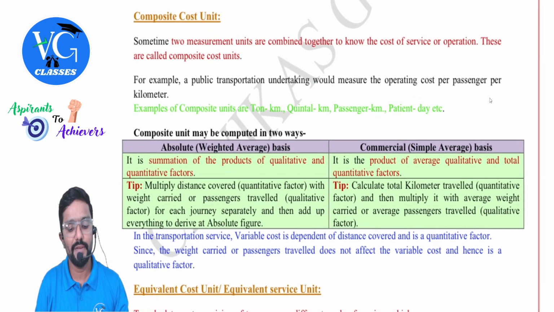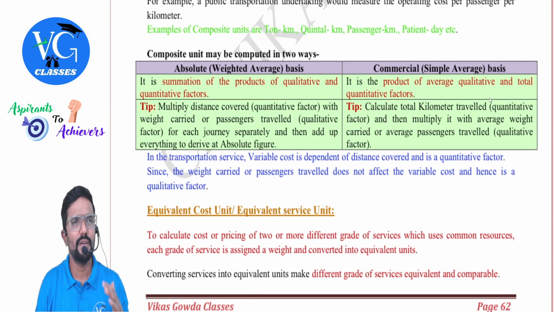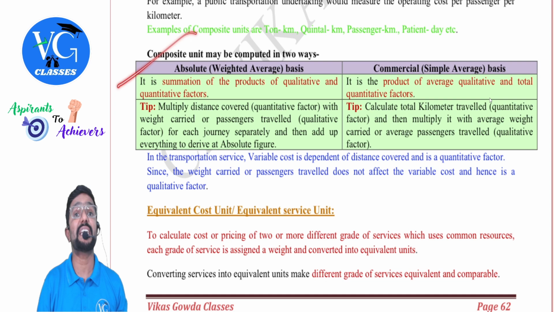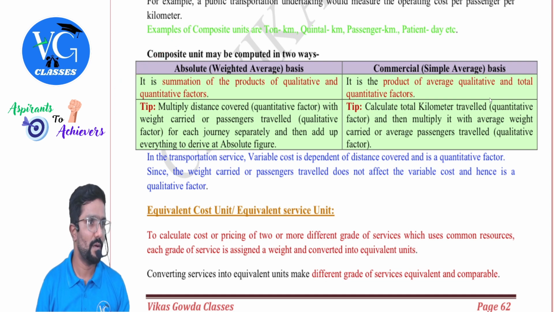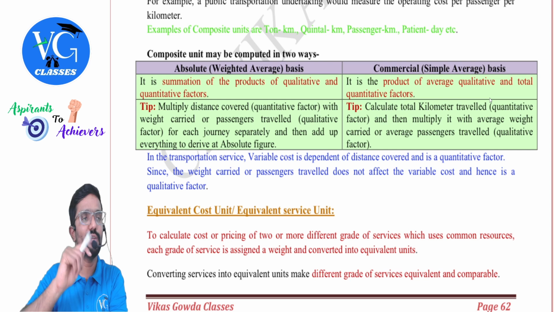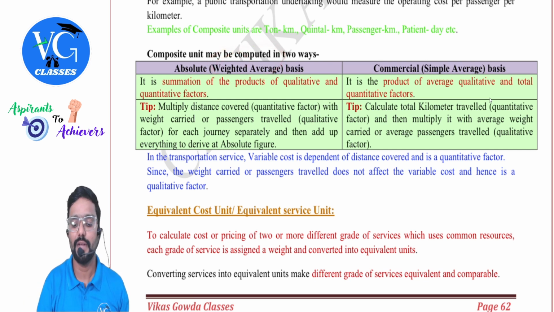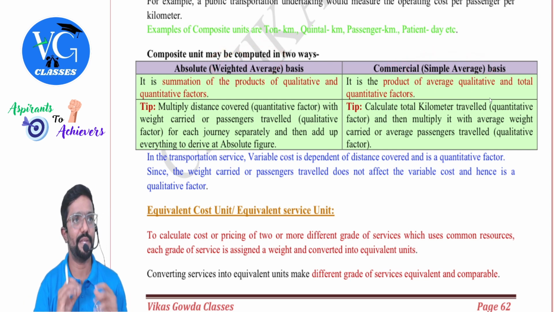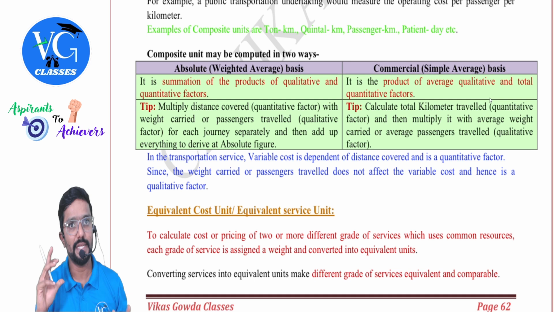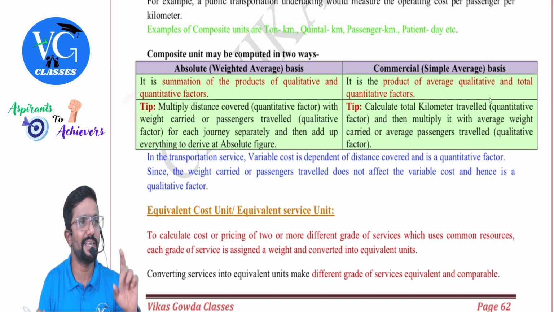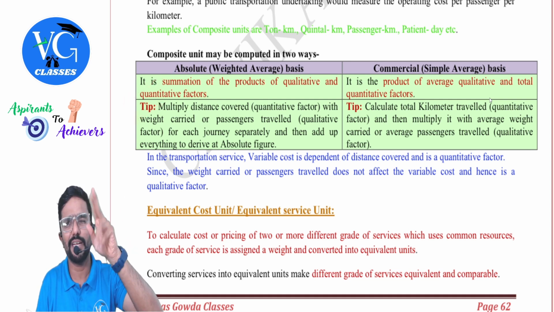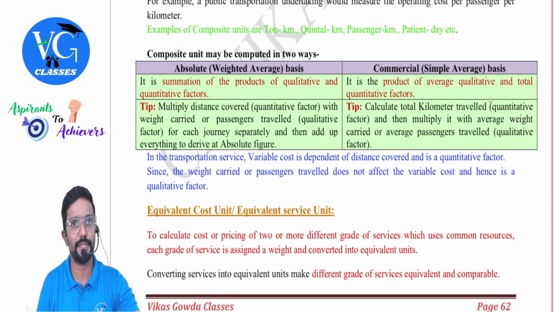Guys, especially when it comes to the composite cost unit, normally they ask it for transportation systems or the transportation industry. We can calculate in 2 ways, absolute or commercial. Absolute is nothing but weighted average, whereas commercial is nothing but simple average. Guys, please understand it numerically. Only then you can understand, because if you try to understand only theoretically, you may not get clarity. You will get confused with quantitative and qualitative factor.